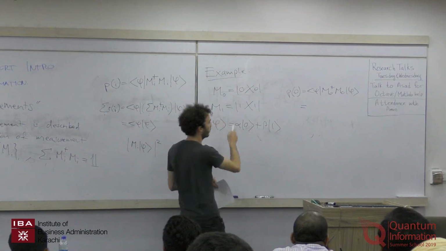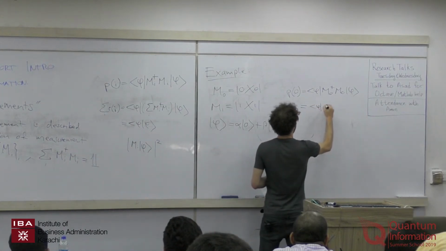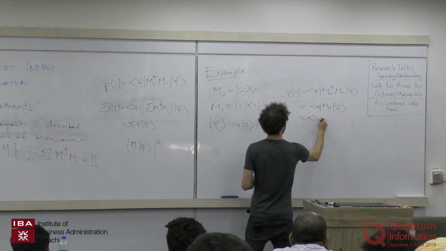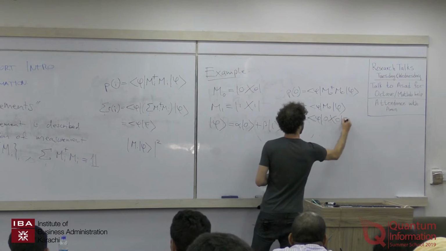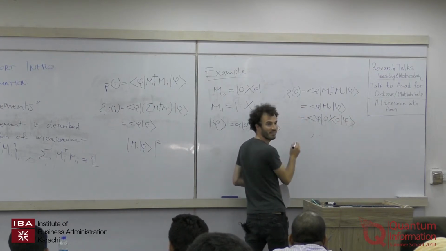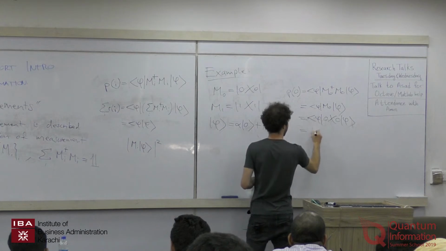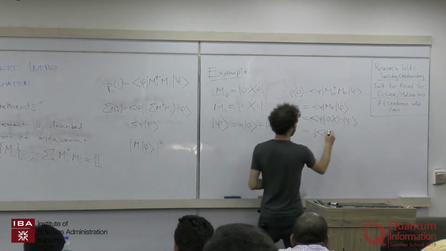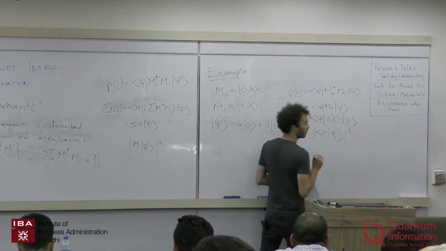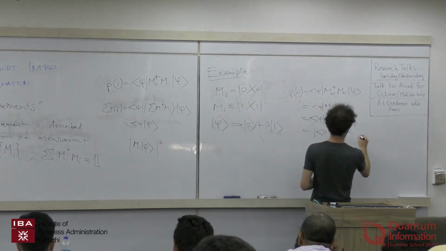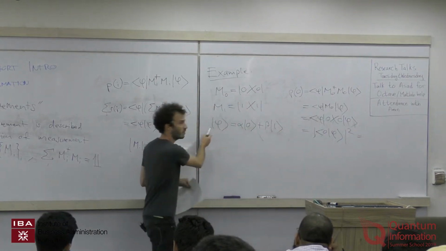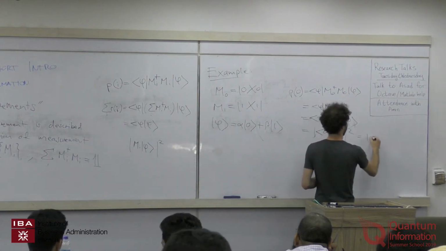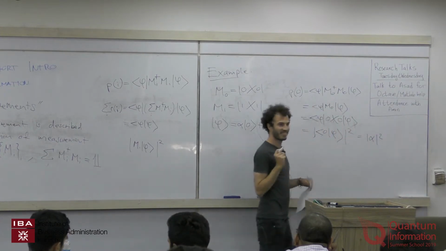but since M0 is a projector, we have this. Do you mean this? Yes, okay. So it's the modulus square of the ket or the bra 0 times the state. Yes. And this is for that state. That's correct. Yes.